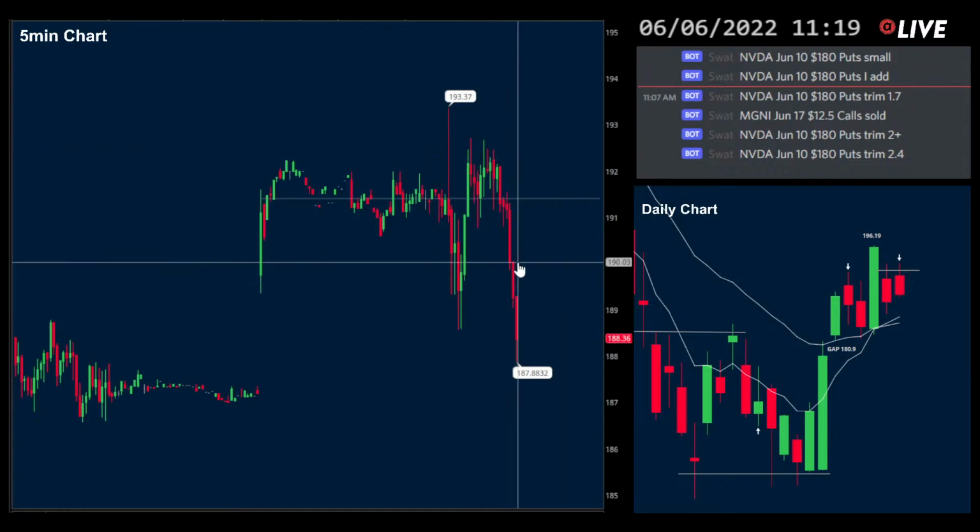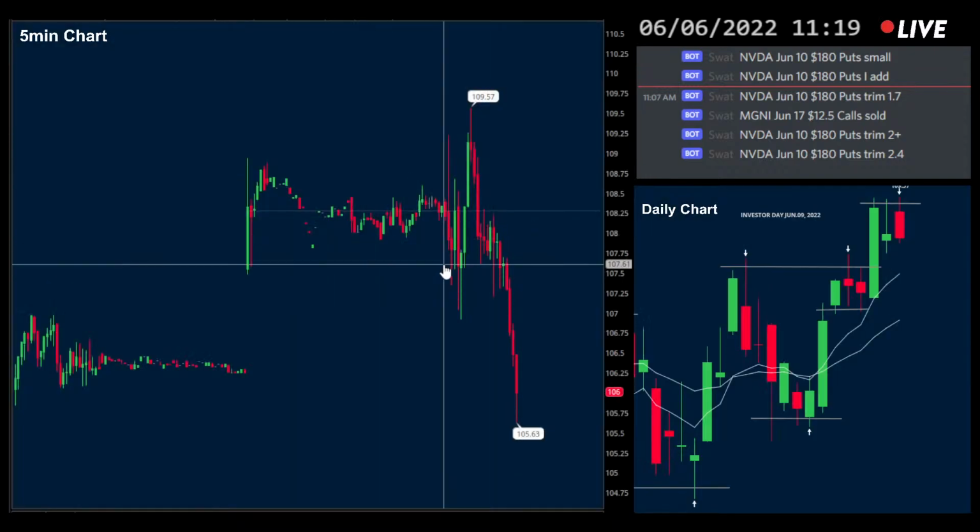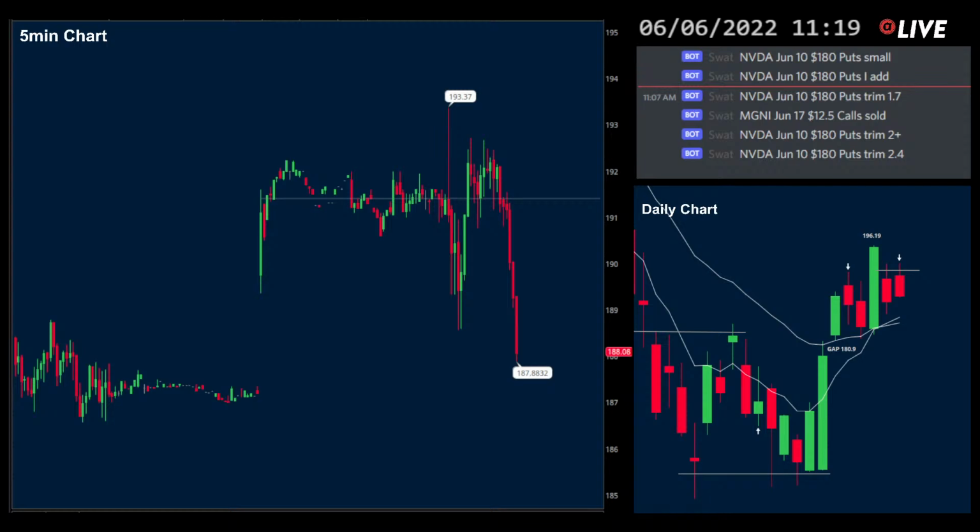One of the things that made me jump into NVIDIA puts was the semis. With AMD, one of the first names that shows some relative weakness. I've been insisting on that relative weakness, so I flipped short into NVIDIA. NVIDIA was holding well, and now it's playing the catch-up down. So AMD gone green to red, NVIDIA should go next.